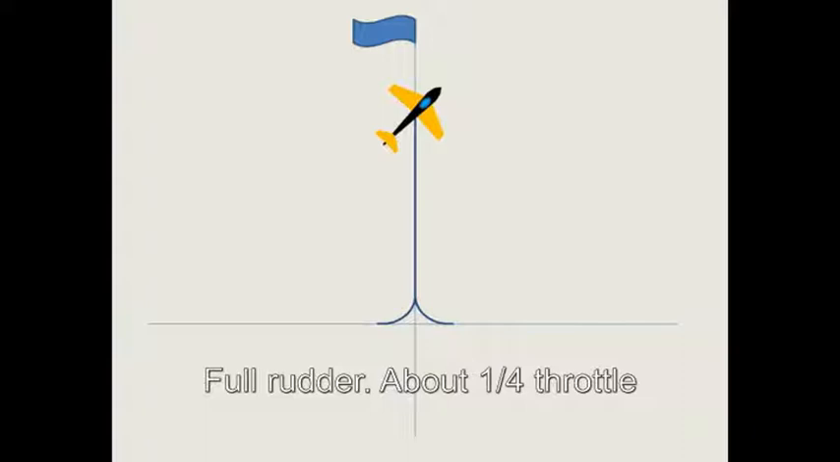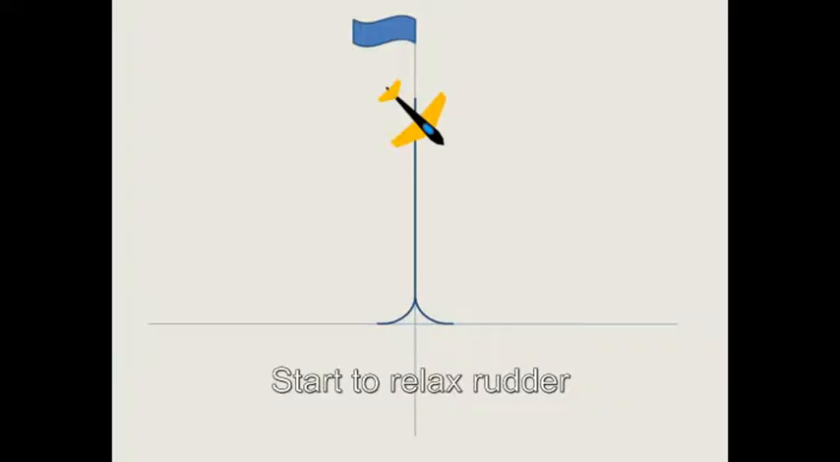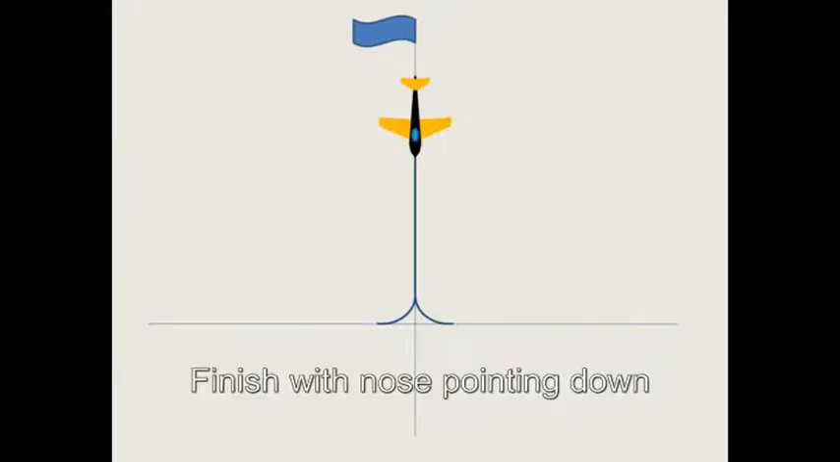Keep the rudder on and still about 1/4 throttle. Keep the rudder on and reduce throttle to idle to prevent the stall turning into a wing over. Start to relax the rudder so that you can ease into a completion of the stall with the nose pointing exactly down, and so that the nose does not pendulum. Overdoing the stall or a pendulum will both result in downgrades. The stall should finish with the nose pointing down and without a pendulum motion.